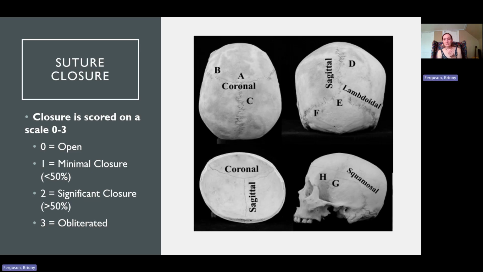Now, in your reports, you do need to know which of your sutures were minimal closure or significant closure, and you need to include whether or not that is more or less than 50% closed.